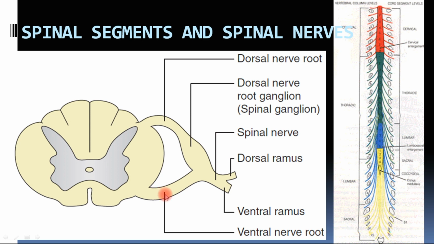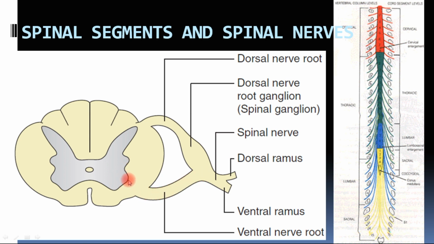What comprises the ventral nerve root? From the ventral nerve root, the neurons which are arising from the ventral horn of the gray matter of the spinal cord, such as the alpha motor neuron, the gamma motor neuron, will then go on in the ventral root of the spinal nerve, and then they will continue as the spinal nerve. Okay, so these neurons are forming the ventral root.